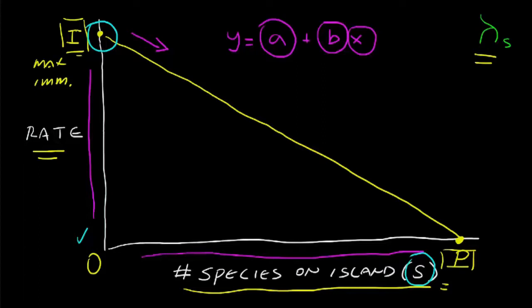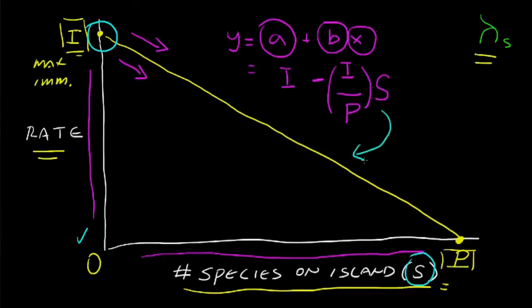So let's define this mathematically. We've got here a being our value of I, and our slope being what? It's a measure of our rise, which is I, over our run, which is P. And we know that this slope is going in a negative direction, so this is actually a negative value, times S. So this equation mathematically describes this line, this one here.